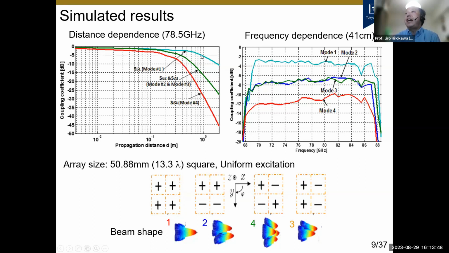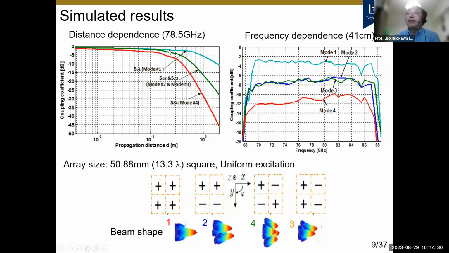The light green line is the transmission coefficient for mode 1, where all subarrays are fed in phase. When the distance is short, the transmission coefficient is almost constant. This region is the near field. And when the propagation distance is larger, the transmission coefficient degrades. This is the far field.